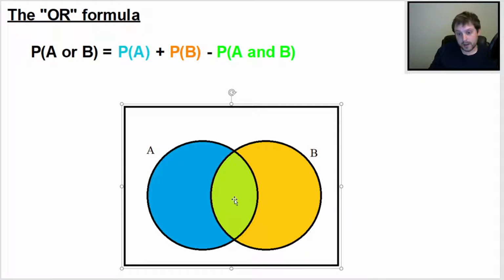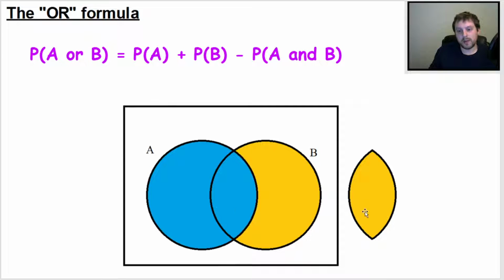We want this part, and this part just once, but we've got the middle part twice because we've got it included here and here. It overlaps. We actually want it just once. So we have to take one copy of the middle part away. Now the middle part is the AND bit. It's the intersection. So this is the formula. If I take away one copy of the middle and actually get rid of it, I've got exactly what I want.